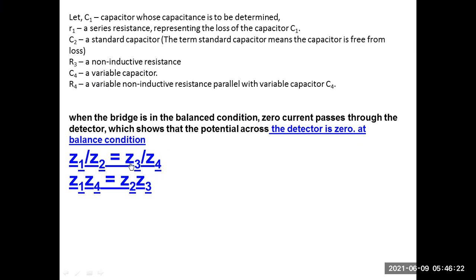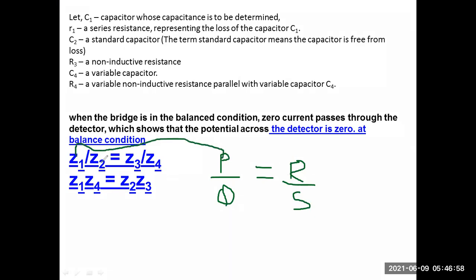So instead of P by Q equal to R by S, we are representing that with Z1 and Z2. You need to remember this. Instead of P by Q as in the Wheatstone bridge, the same thing we are doing here, but with a different representation. Everything is the same. P is nothing but Z1, and Z2 is Q. This is only representation. Z3 is your R, Z4 is your S. That's all we are doing in this phenomenon. So here, instead of P by Q equal to R by S, it is Z1 by Z2 equal to Z3 by Z4. This is also a type of representation.